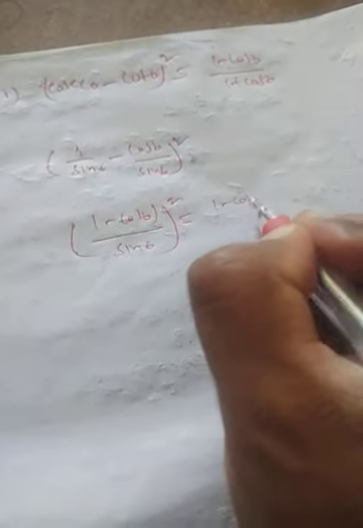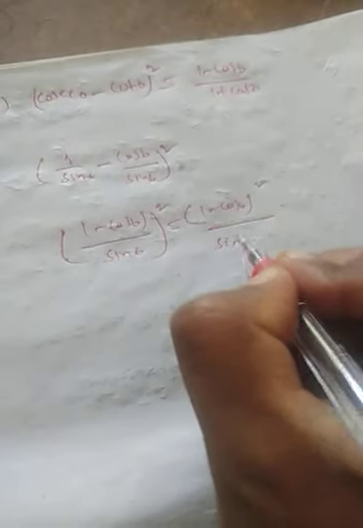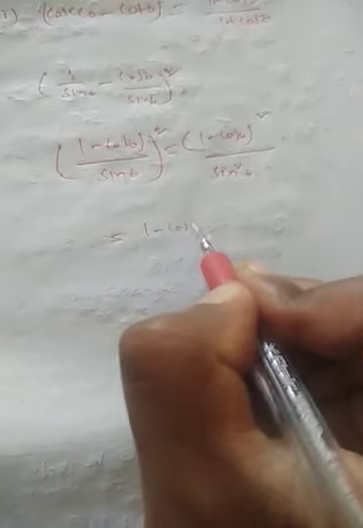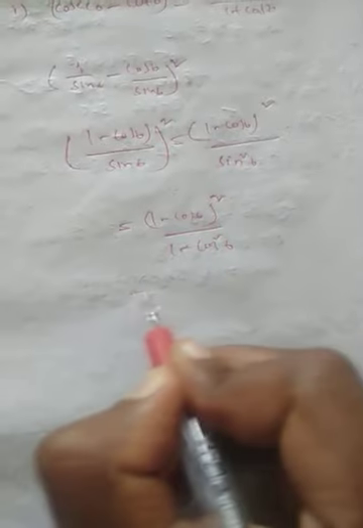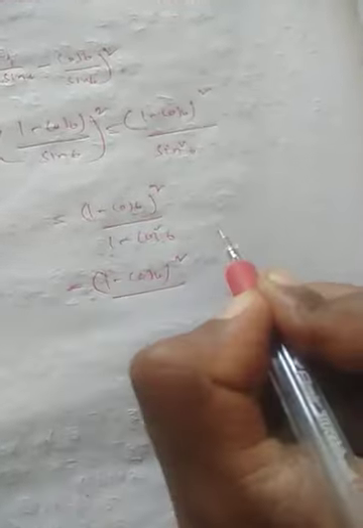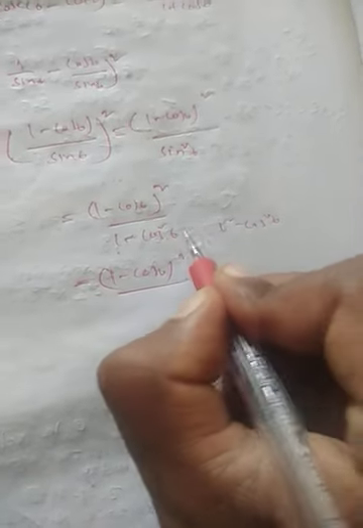Now you get 1 minus cos theta whole square by sin square theta, a by b whole square. Look here, sin square theta, just now we have discussed it. How can I write sin square theta? 1 minus cos square theta. In the numerator, 1 minus cos theta whole square. Again, 1 I can write as 1 square. So the denominator will become 1 square minus cos square theta.